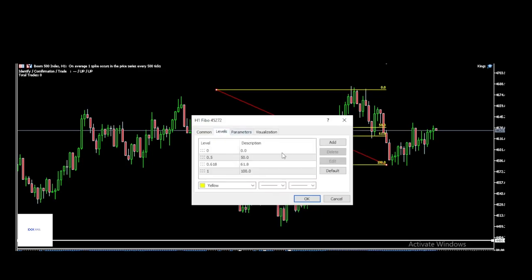So the levels are where we'll be paying attention. If you look here, I just have about 4 levels, which are 0, 50, 61 and 100. Now if you open yours, you are going to have a lot more, maybe 26, 32 and so on. So all you need to do is to click on it.